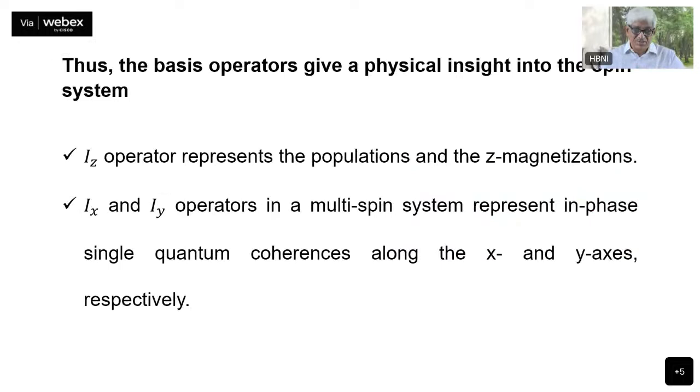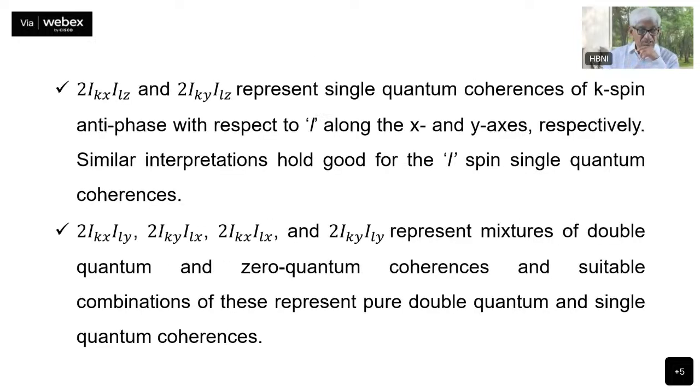Okay, the summary of everything I described to you: the basis operators give a physical insight into the spin system. The IZ operator represents the populations and the Z magnetizations. IX and IY operators in a multi-spin system represent in-phase single quantum coherences along the X and Y axis respectively. 2 IKX ILZ, 2 IKY ILZ represent single quantum coherences of K spin antiphase with respect to L along the X and Y axis respectively. Similar interpretations hold good for the L spin single quantum coherences as well.